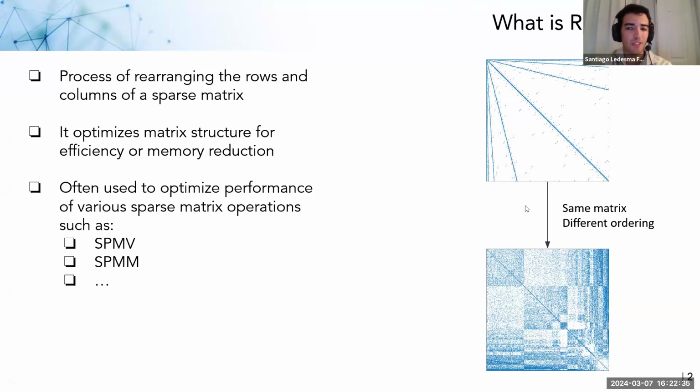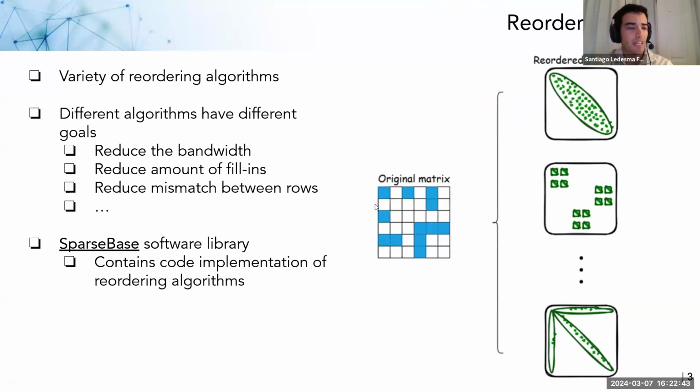We can see our sparse matrix, and by applying reordering, we have a completely different matrix, but with the same information. So there are many types of reordering. Each of them target different objectives and have different goals. Some want to achieve a better diagonalization of the matrix. Others want to reduce the amount of fill-ins or reduce the mismatch between non-zeros between rows. And in this context, the SparseBase software library offers a variety of reordering algorithms that target a variety of objectives. And that is why SparseBase is very useful.